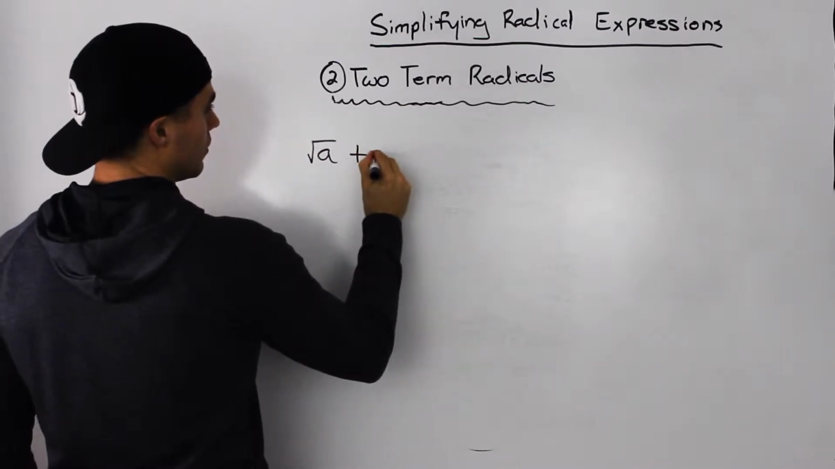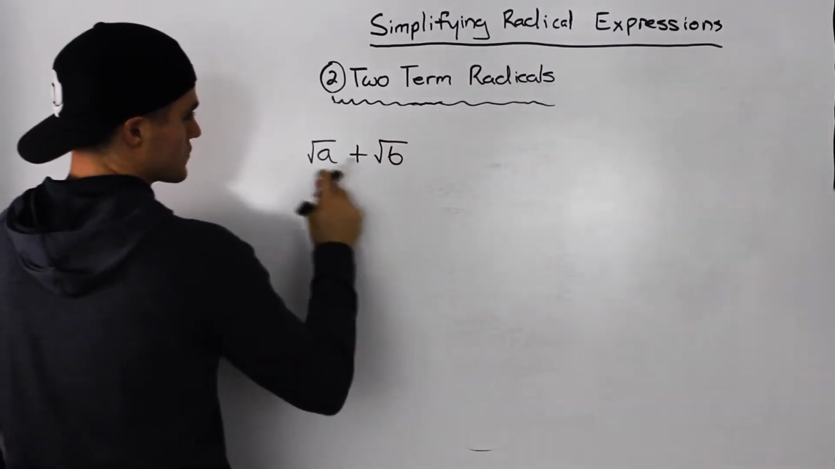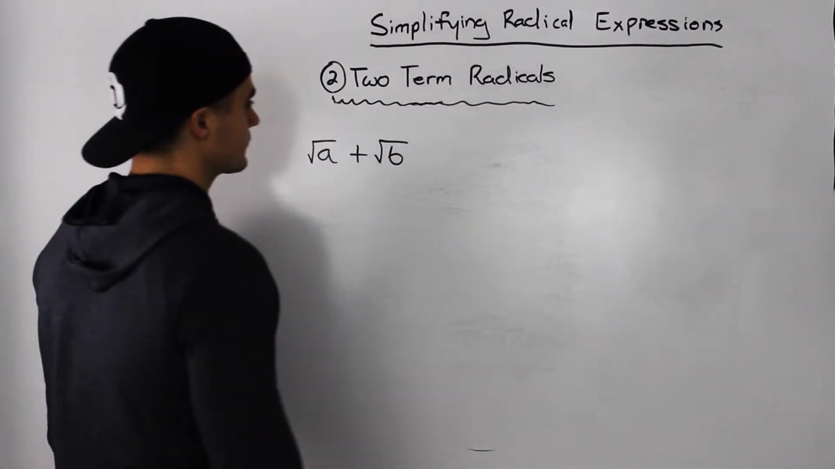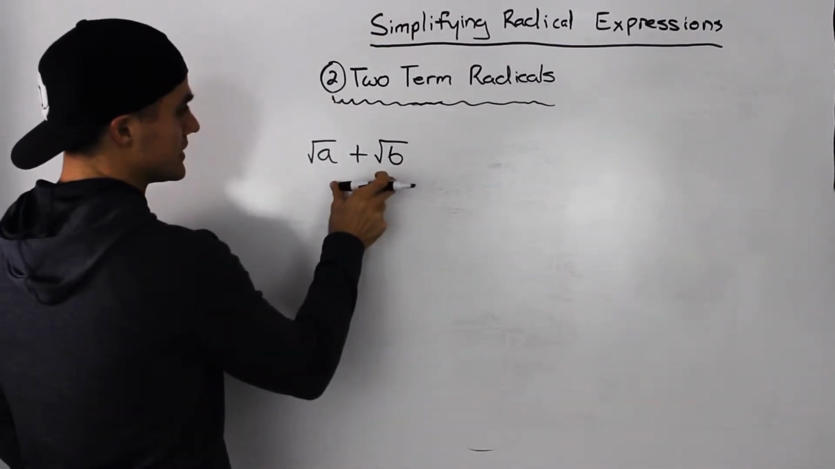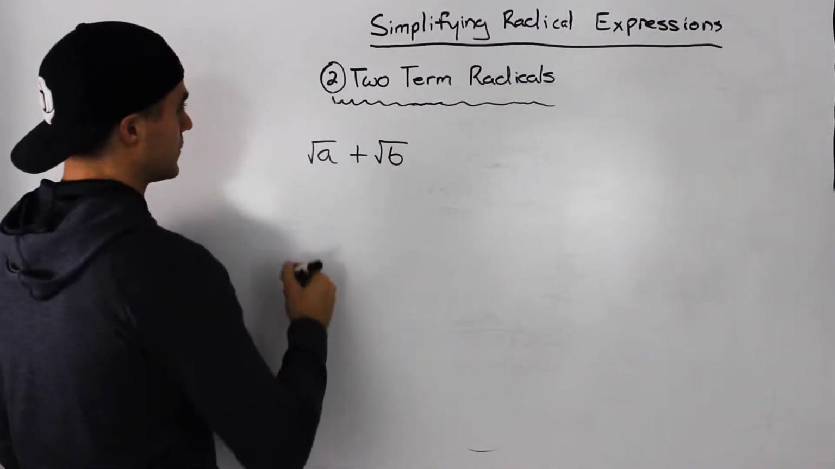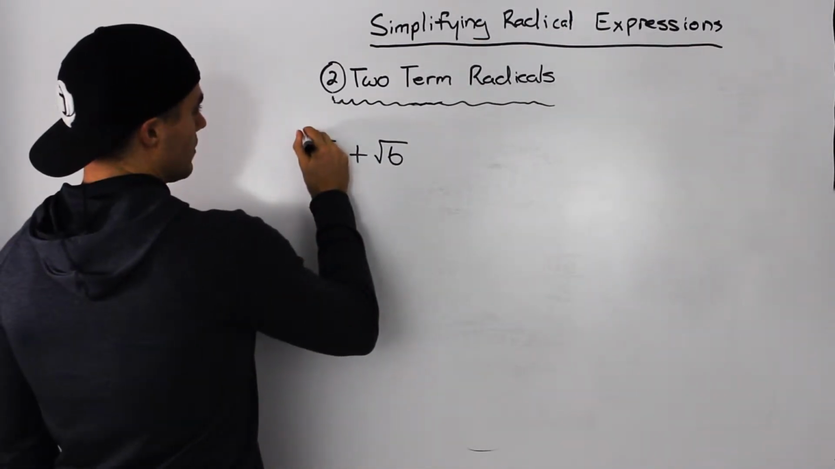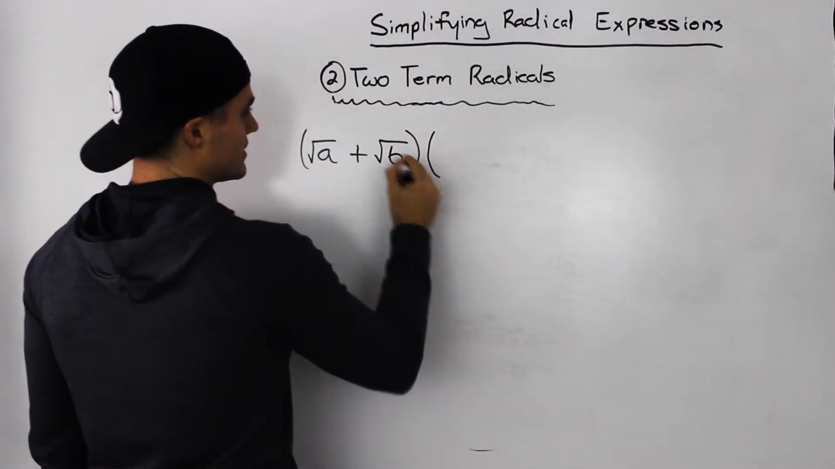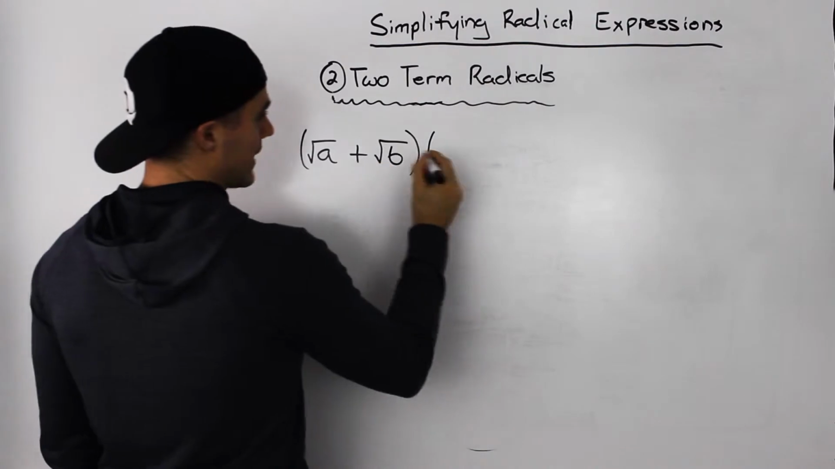radical. For example, like this, where a and b can be any number. Usually they'll be integers though. And you need to get rid of the radicals. So how do we do that? Well, we would multiply this term by its conjugate.